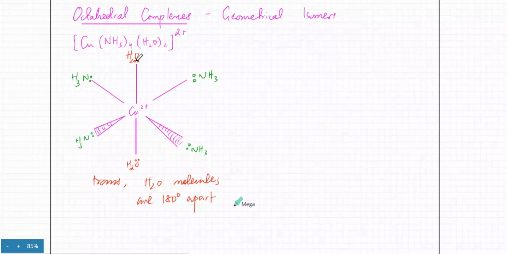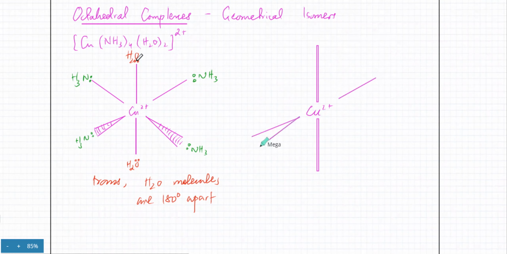So I'm going to draw the other version now, which is going to be the cis version of the molecule. Again, you have copper 2 plus in the middle, and this is my z-axis, and this is my x-axis, and my y-axis.